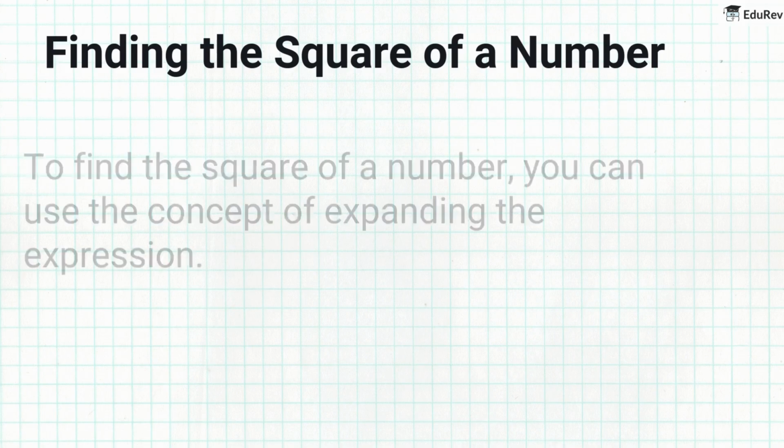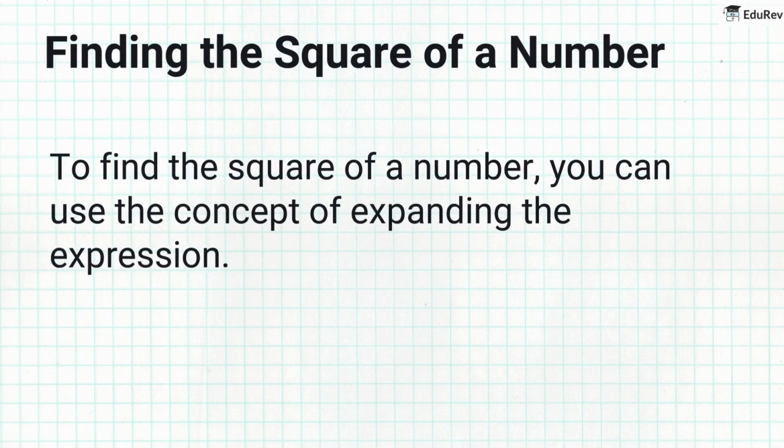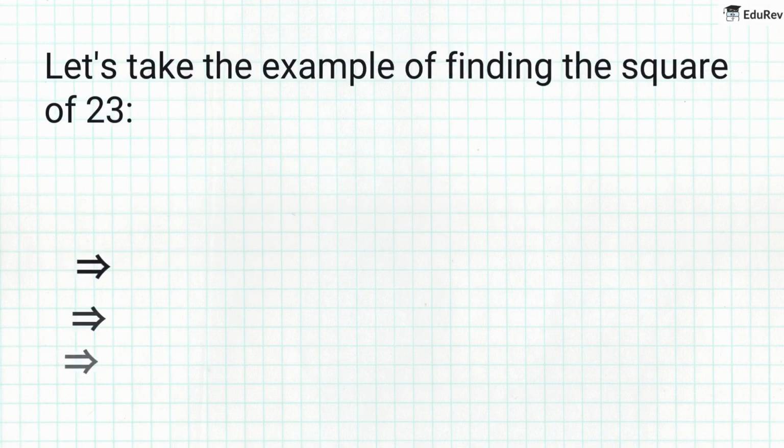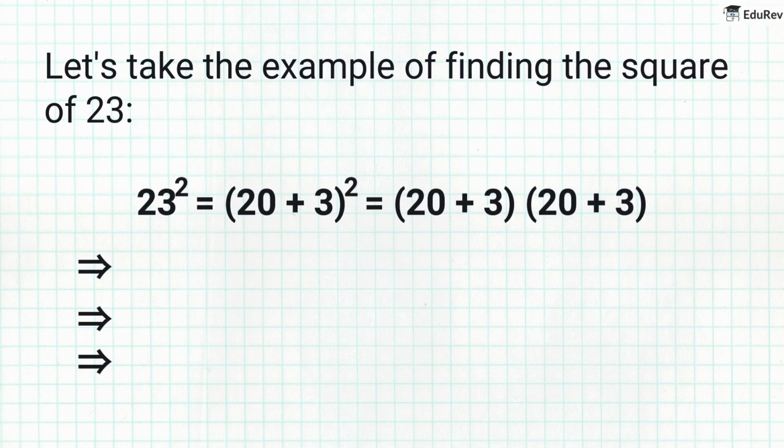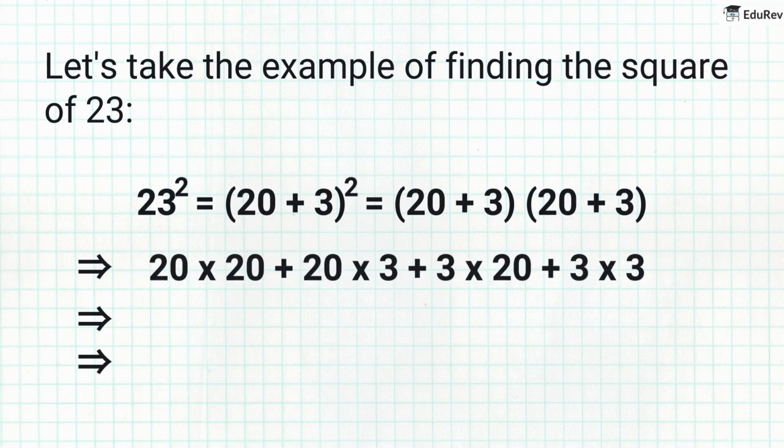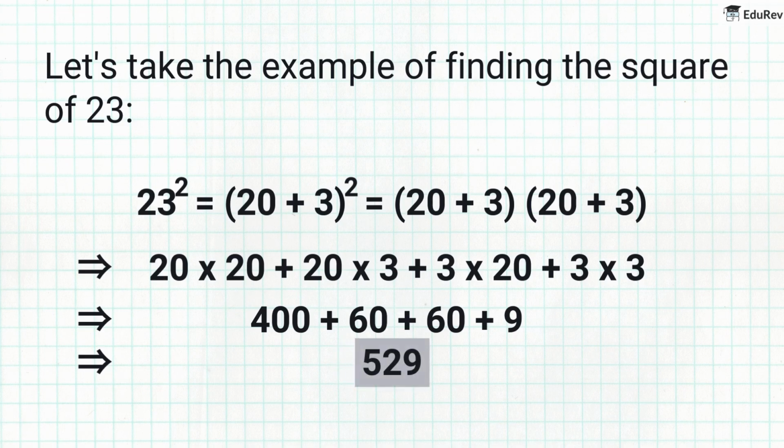Next, let's see how to find the square of a number. To find the square of a number, you can use the concept of expanding the expression. Let's take the example of finding the square of 23. 23 squared is equal to (20 plus 3) whole squared is equal to (20 plus 3) times (20 plus 3), which equals 20 times 20 plus 20 times 3 plus 3 times 20 plus 3 times 3, which gives us 400 plus 60 plus 60 plus 9, resulting in 529.